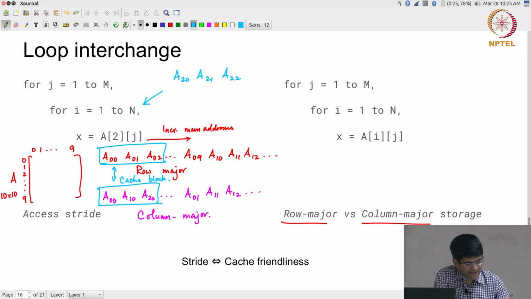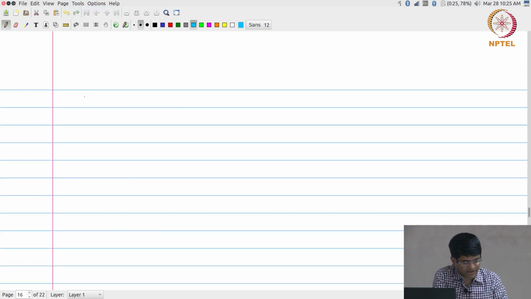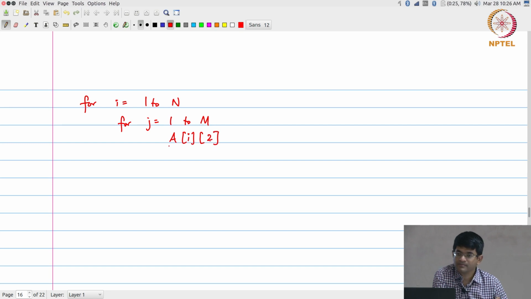Sorry, this was actually a bad example. I need to split this around. Effectively what would happen is, supposing I had something like this: for i equals 1 to n, for j equals 1 to m, and some function of, or rather I try to access the memory location a of i and some constant.